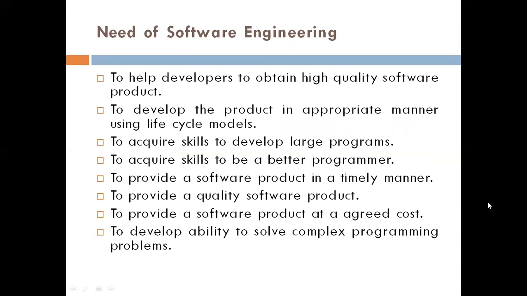Now next topic is the need of software engineering. What kind of need? So first of all, first point, to help developers to obtain high quality software product. Second point, to develop the product in appropriate manner using life cycle models. Third point, to acquire skills to develop large programs. Next point, to acquire skills to be a better programmer.